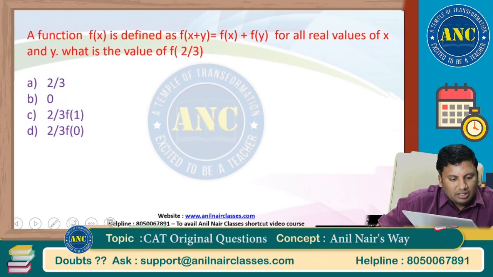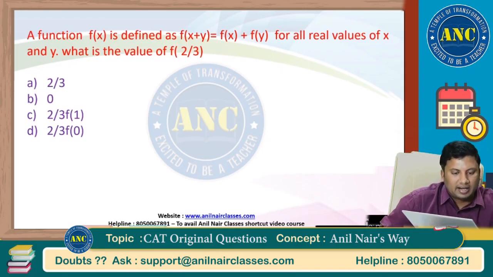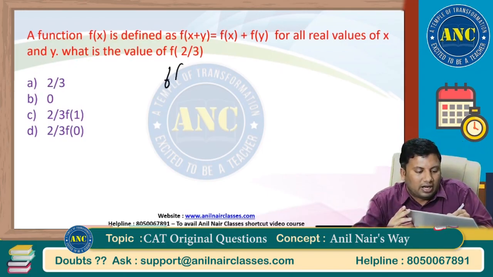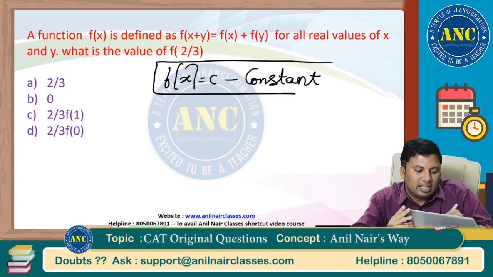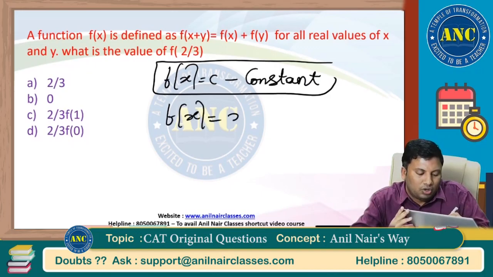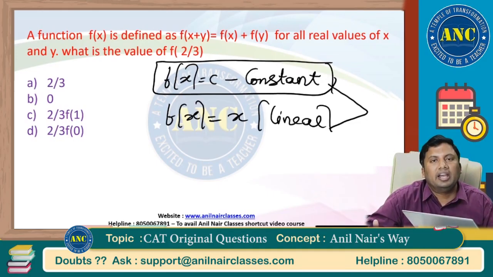Vishnu asked a doubt. Let me clarify his doubt. He says he cannot eliminate b and d straight away, as f(x) equivalent to 0 holds true here. Beta, f(x) equivalent to c is a constant function. I said f(x) equivalent to x is a linear function.